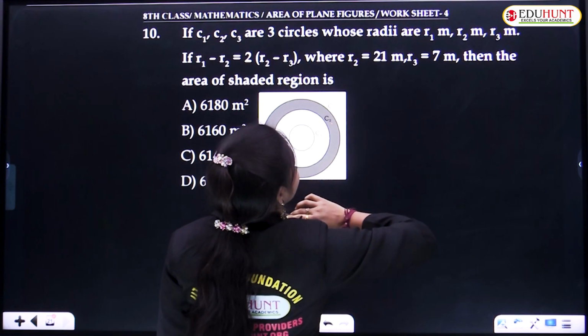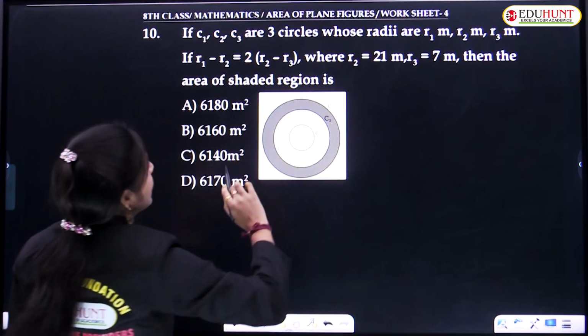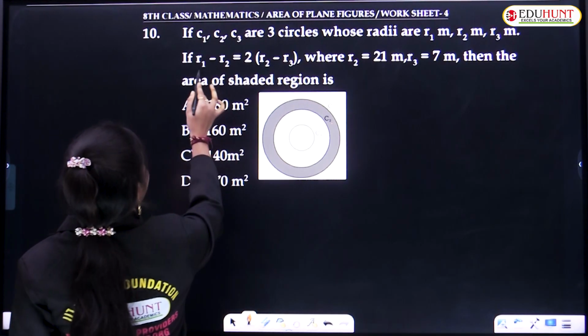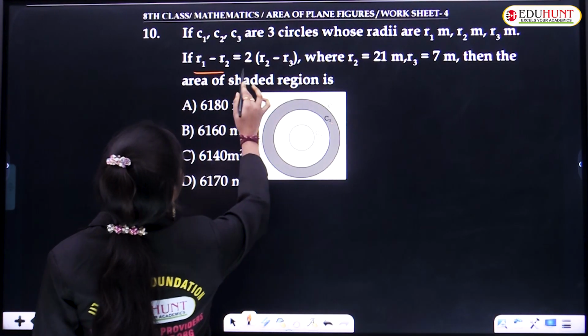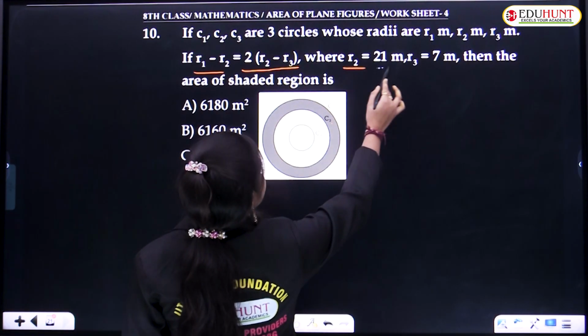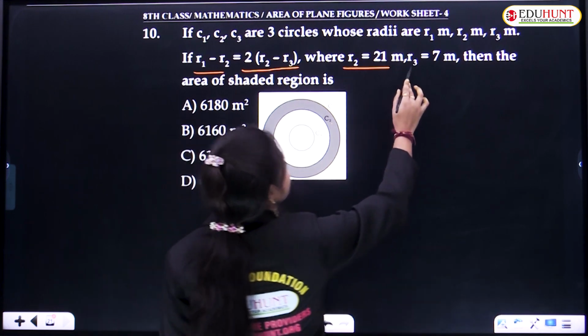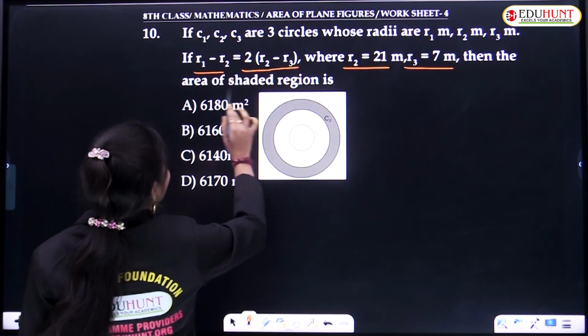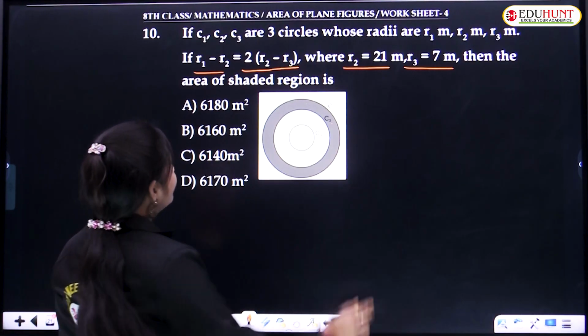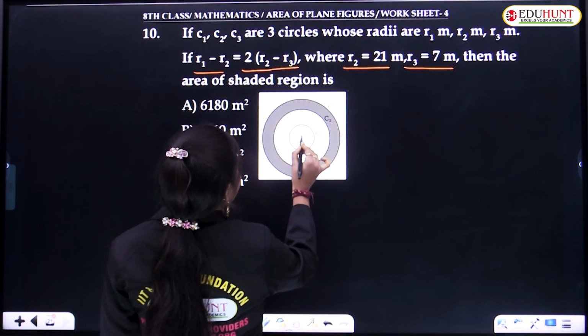R1, R2, R3. Yes, R1 meters, R2 meters, R3 meters. And here they given that R1 minus R2 is equal to 2 into R2 minus R3. Okay. And here R2 is equal to 21 meters, R3 is equal to 7 meters. Then the area of the shaded region, this area we need to find out. Okay. What they given, see here.